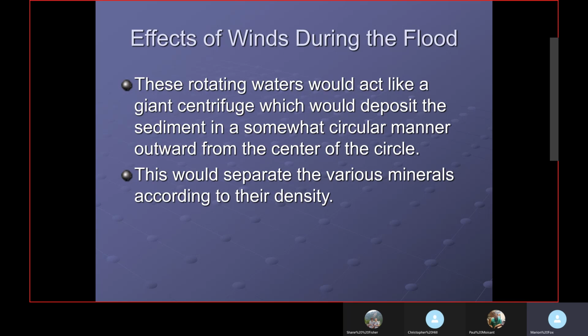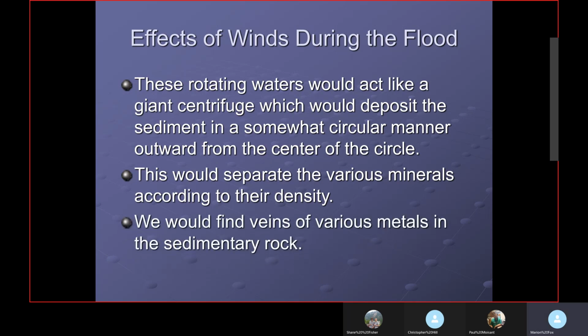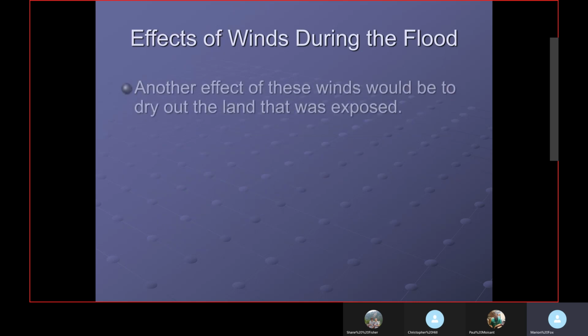like a spigot. So the minerals having different weights, different densities, would tend to move and deposit themselves in veins or layers in the sedimentary rock. That's why we get veins of gold and silver and copper and other things.